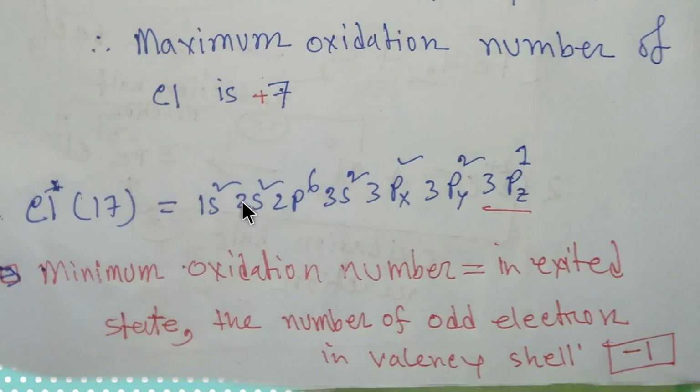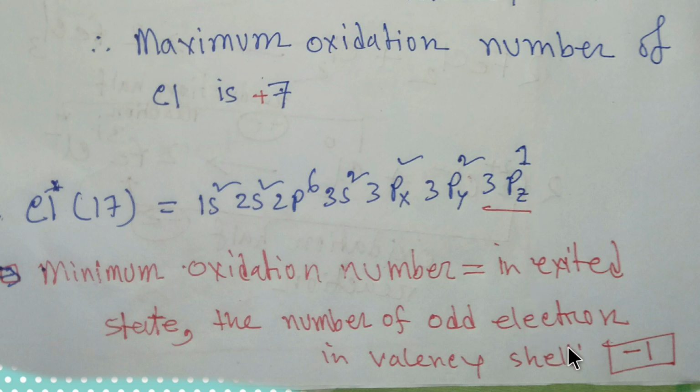To find out the minimum oxidation number, we have to consider the electronic configuration of an atom in the excited state, right? So what will be the electronic configuration of chlorine in the excited state? Here it is, right? So in this case we have to think of the odd number of electrons in the valence shell. So here you see that there is one odd electron in the valence shell of chlorine.